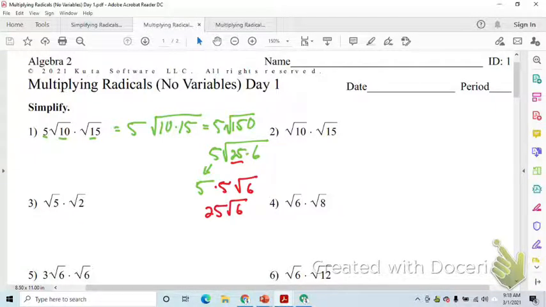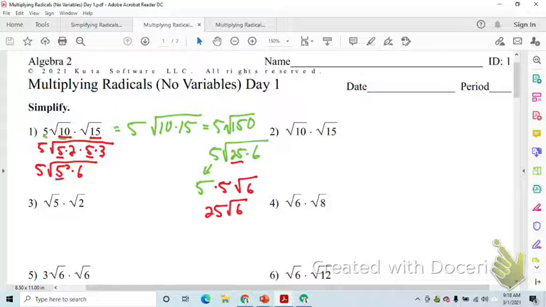Now, it might be easier than that if we were to do something different, which means I start here with that 5, but then inside here, instead of writing 10 times 15, I break each one of these down and say, okay, well, 10 is the same thing as 5 times 2. 15 is the same thing as 5 times 3. Well, that makes it nice because 5 times 5 is 5 squared. 2 times 3 is 6.